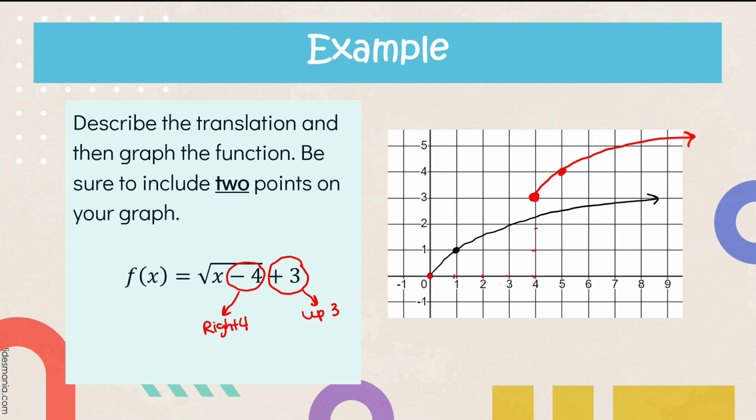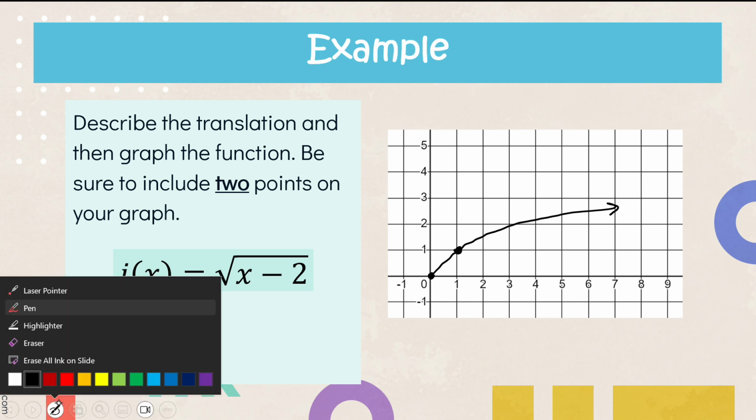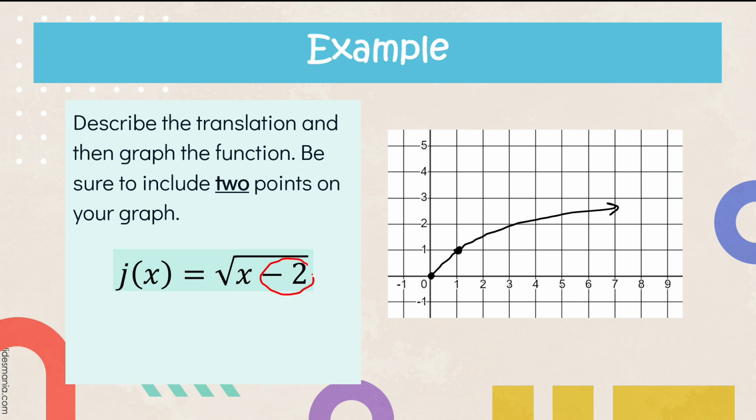Let's look at another one. This time I have the square root of x minus 2. So again, here's my original. You don't have to draw the original every time. You just basically need to remember that it starts at (0, 0), okay? This minus 2 is on the inside, so that's going to move my graph right 2. And I don't have any numbers on the outside, so it's not going to move up or down at all. If you wanted to, you could even put a +0 there. So all I'm going to do is shift my points to the right 2, and I have my new graph.